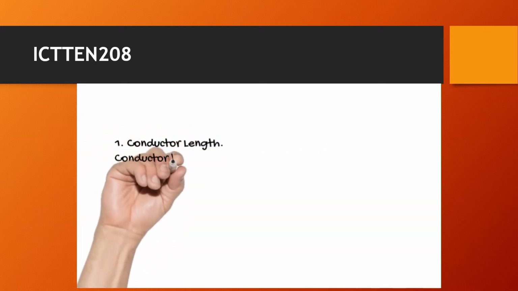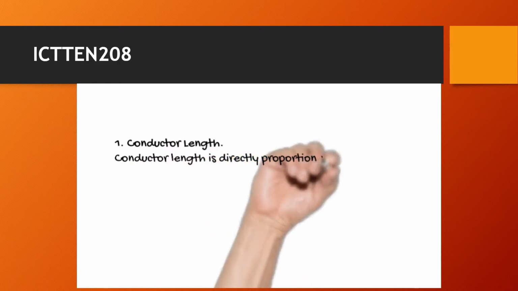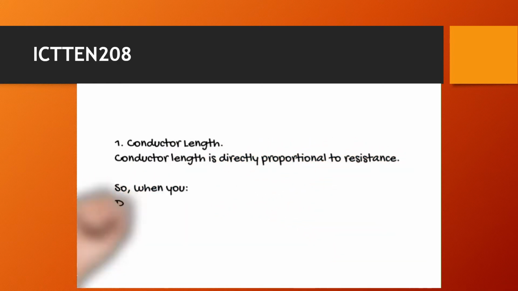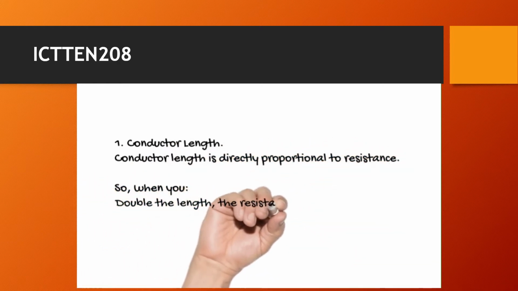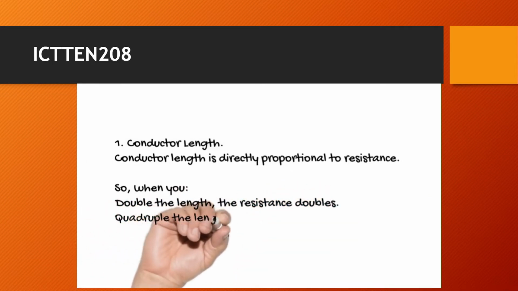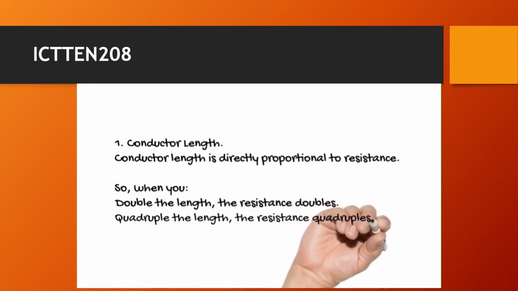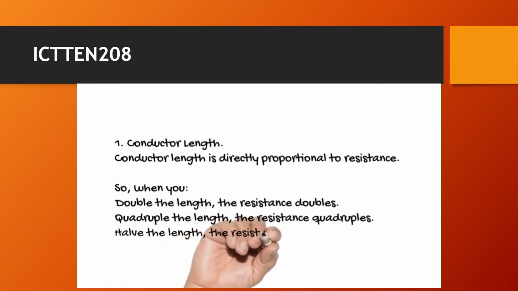1. Conductor length. Conductor length is directly proportional to resistance. So, when you double the length, the resistance doubles. Quadruple the length, the resistance quadruples. Halve the length, the resistance halves.